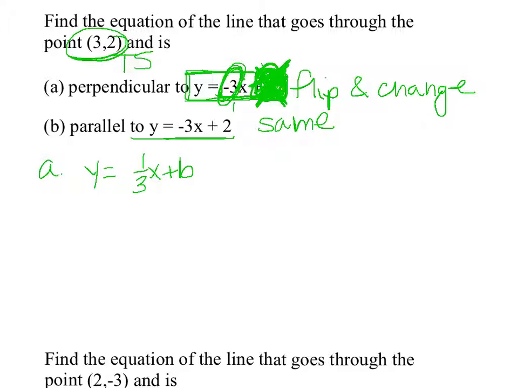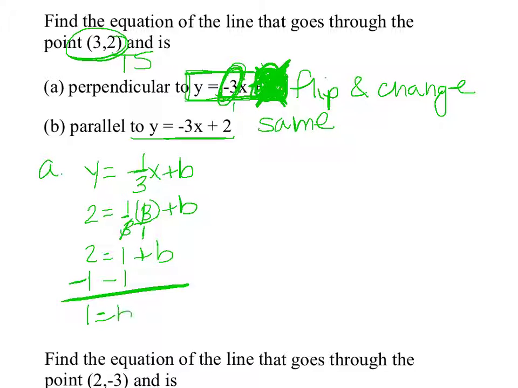And then, oh, it was negative, so I need my slope to be positive because perpendicular, you flip it over and change the sign. Now we use our temporary solution to figure out what b is. So my temporary solution says that y is 2, x is 3, plus b. 3 over 1, my 3's cancel, so I get 2 equals 1 plus b. Subtract 1 from both sides, 1 equals b. So my equation for A is y equals 1/3 x plus 1.